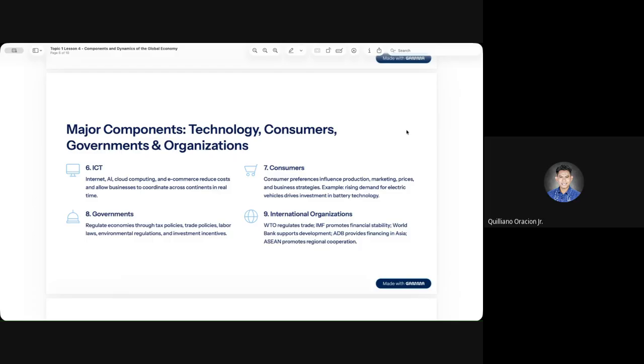Imagine before, a company in Japan wanted to contact its branch in the Philippines. Class, they waited days or weeks to contact them. Today, to contact the branch company here in our country, they can conduct a Zoom meeting or Google Meet, just seconds only. That's how ICT changed business.